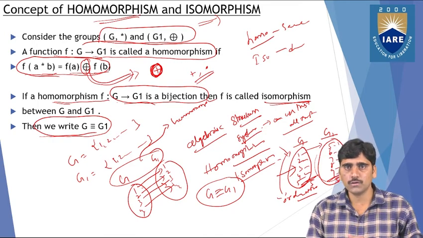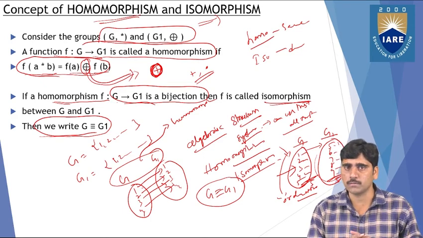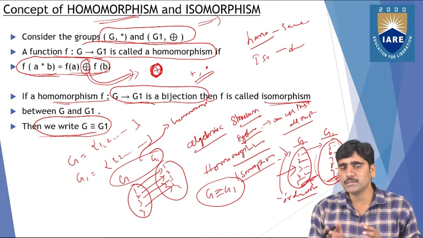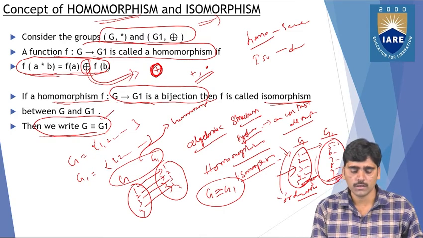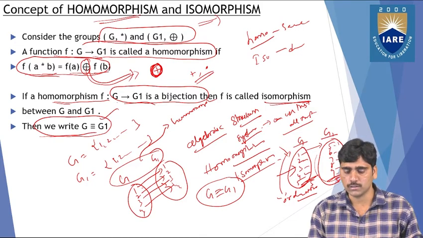And the second one is what? Isomorphism. So isomorphism is what? The bijection of a homomorphism is called an isomorphism. That means the elements in group G and the elements in group G1 may not be the same, but the order of group G and the order of group G1 have to be the same. Then it is said to be an isomorphism, and you can write it as G congruent to G1, or G equals G1. So this is the way you can understand homomorphism and isomorphism.